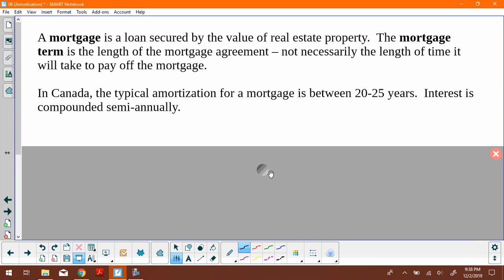And finally, I think you already have this one in your note. In Canada, the typical amortization for mortgages is between 20 and 25 years. I think they do allow up to 30, but I think that's the limit in Canada. The last little piece here, and this is important for our calculations: interest is compounded semi-annually. So when we weave this into the TVM solver, we have to keep that in mind.